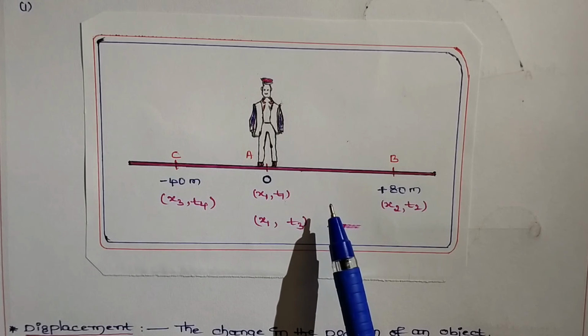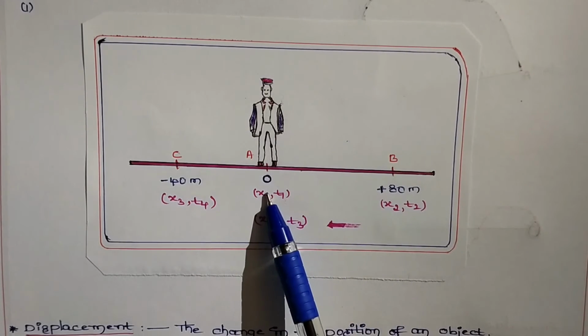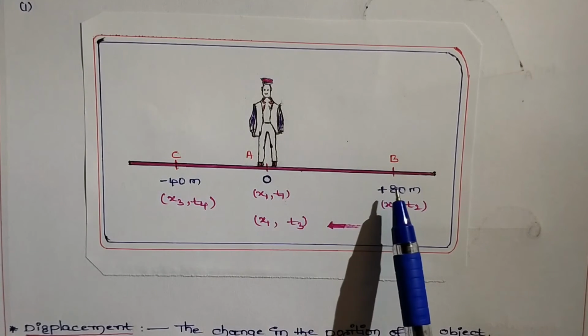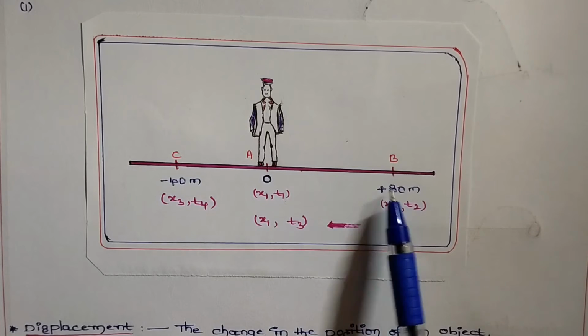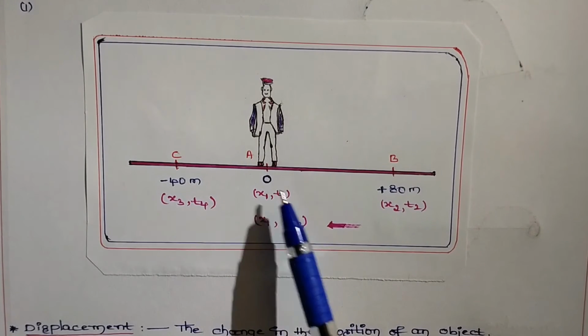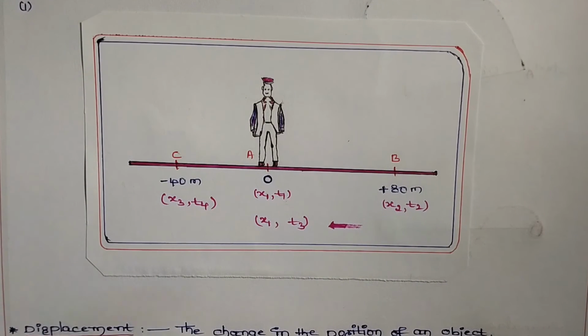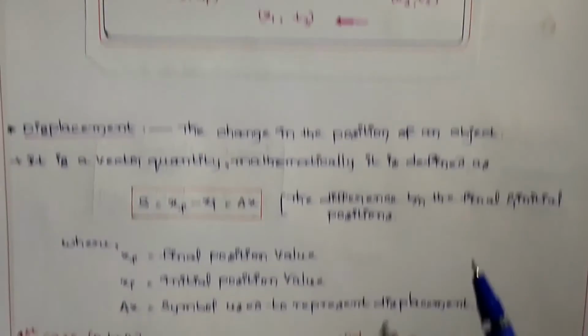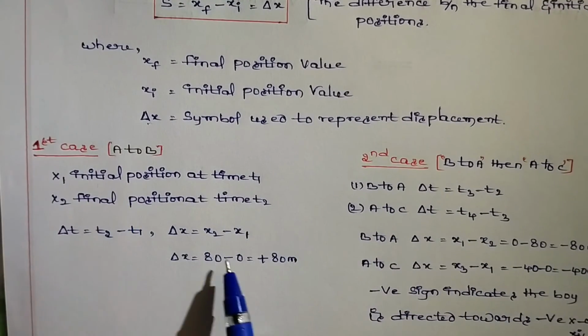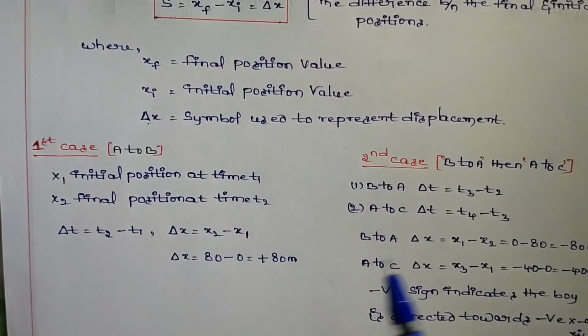So we will get 80 minus 0 for the change in position. Final position 80 minus initial position 0. We will get plus 80 meters. Plus 80 meters.